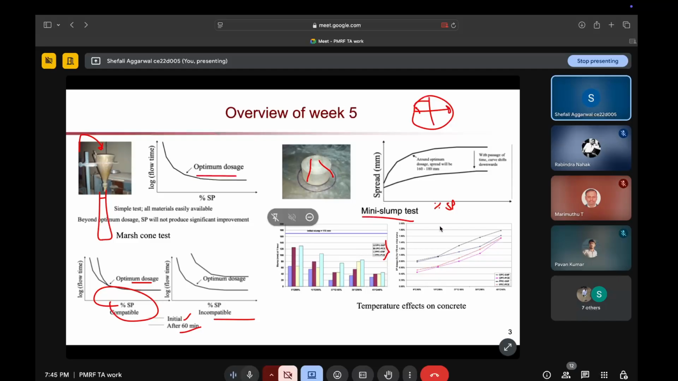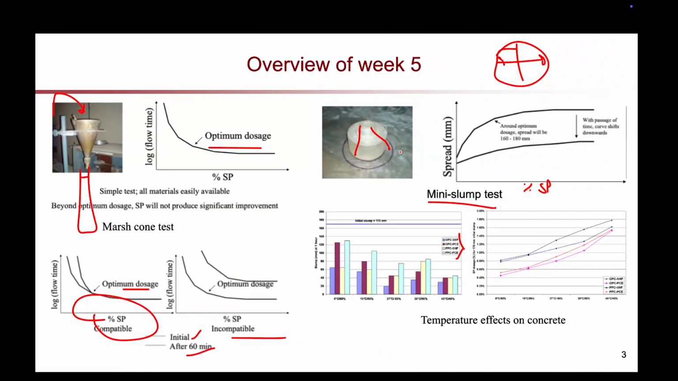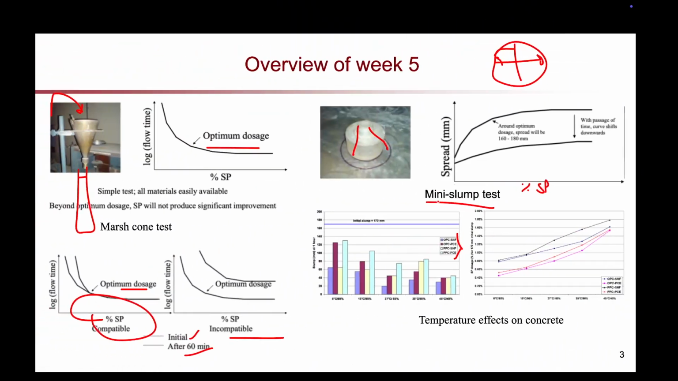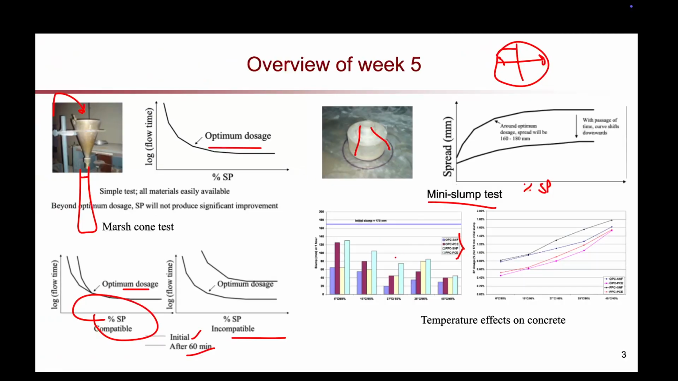So if you guys remember, in SNF based superplasticizer or chemical admixtures, the mechanism followed is mainly electrostatic repulsion, right? And in the case of PC based superplasticizer, the mechanism followed is steric hindrance. So we have talked about it in detail in the last lecture. If you remember or not, you can go through it.